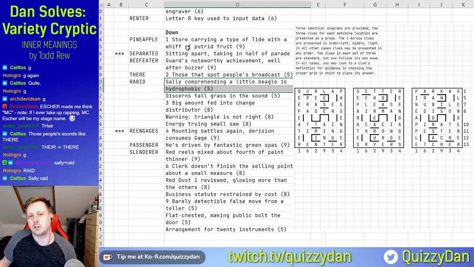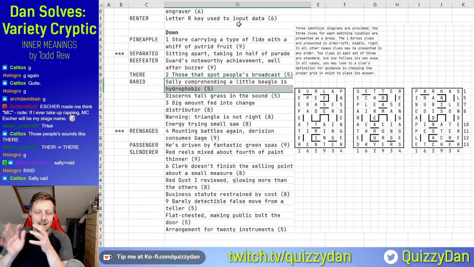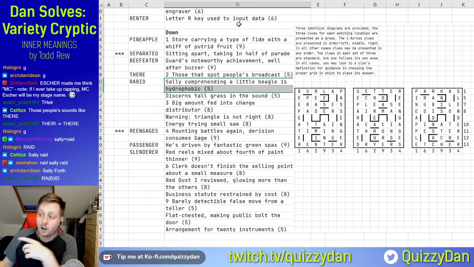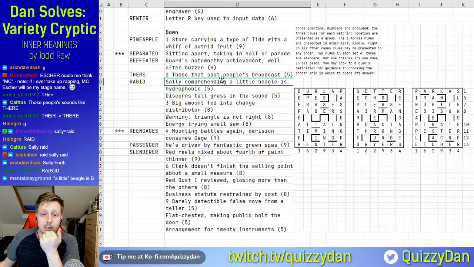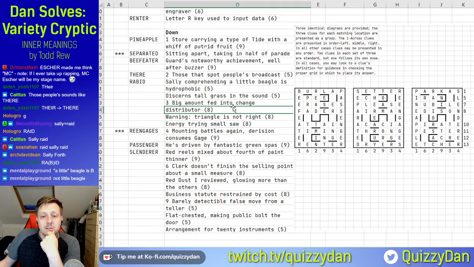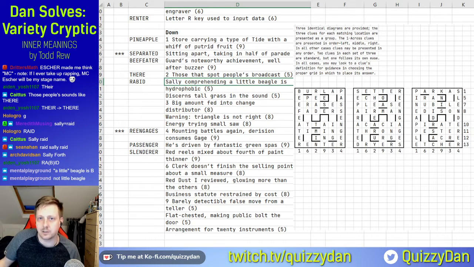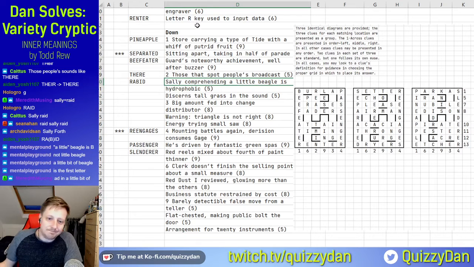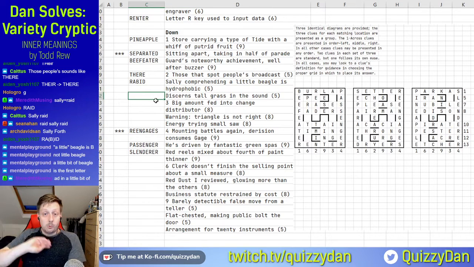So when you set a cryptic crossword, this A isn't strictly needed. It's there for improving the surface. But as you saw, I tried to put that in as part of the wordplay. Technically, it's just Sally comprehending little beagle. I never know whether I'm allowed to put in articles like a or an to help improve the surface, because it's not technically there. I always worry about that when I'm cluing.